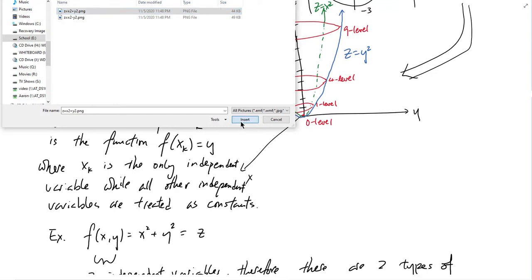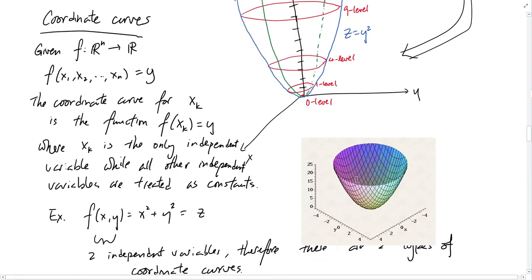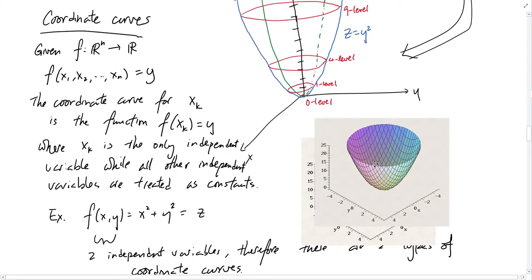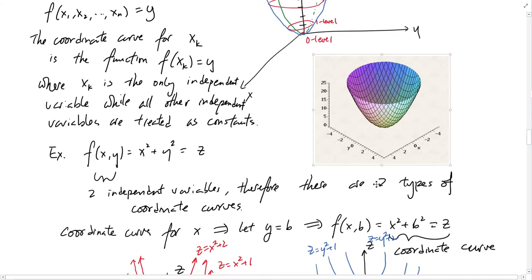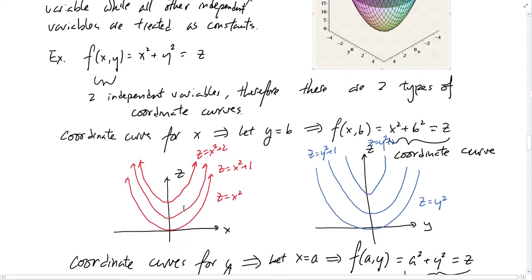Oh, right here. Found it. So this is basically how the surface looks. It's kind of hard to visualize, but you have to see that this circle is kind of like the top. You're looking at the inside of the surface, and you can see all these parabolas on the side. That's basically what the coordinate curves are.